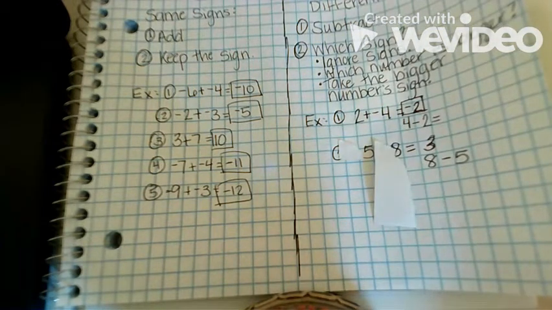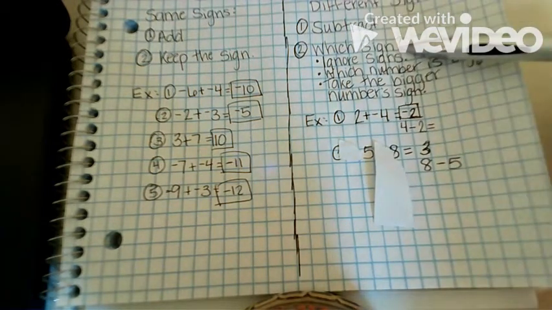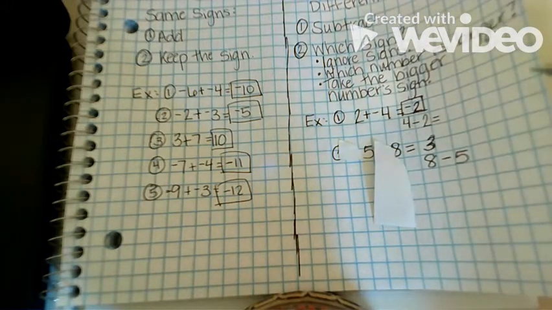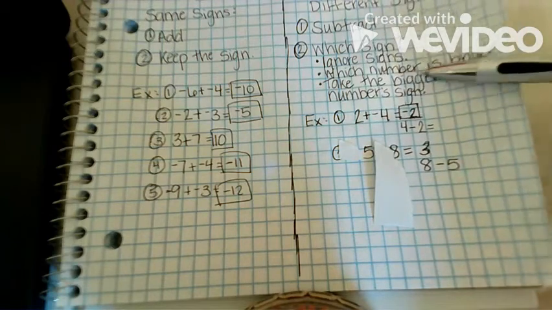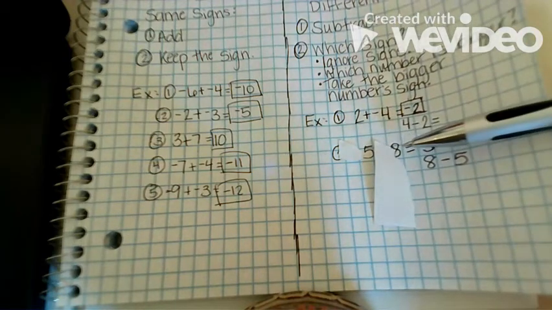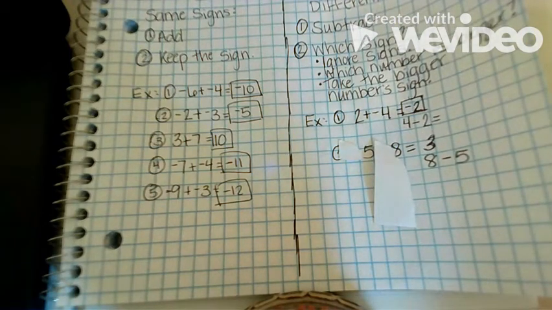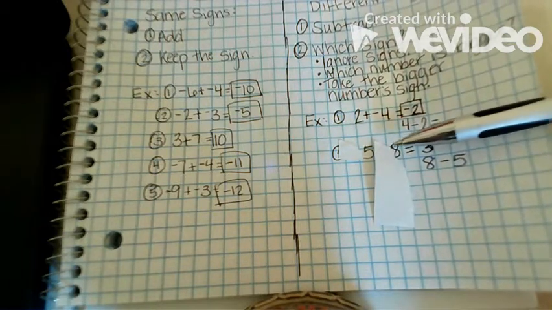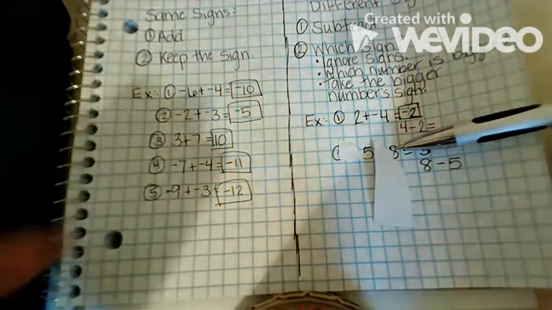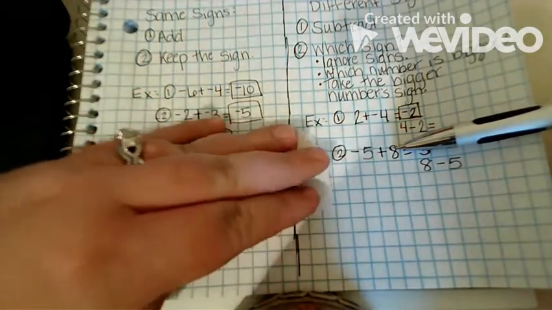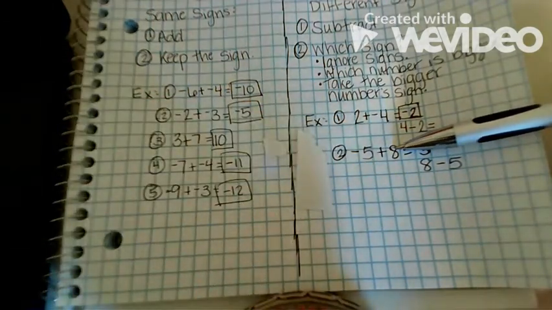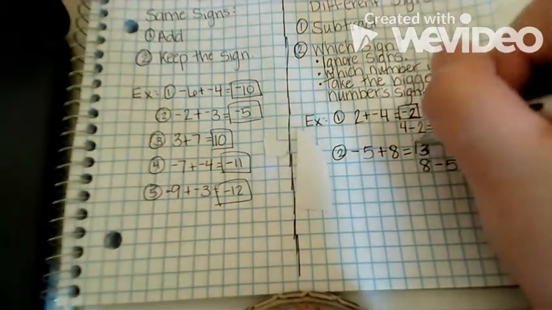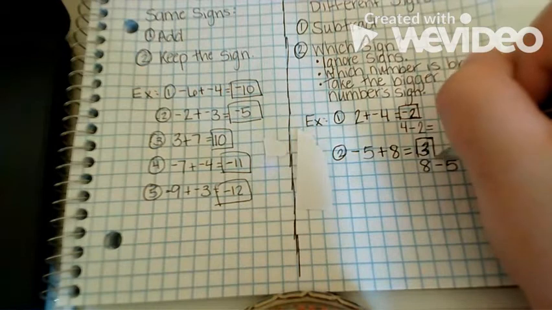Okay. Now I have to decide which sign. So I'm going to ignore the signs. Great, I'm already doing that. Which number is bigger, 5 or 8? Well, 8 is bigger. So we're going to take 8's sign. And when I move this away, 8's sign is positive, so our answer is going to be a positive. That's the sign we're taking. So our answer is 3.